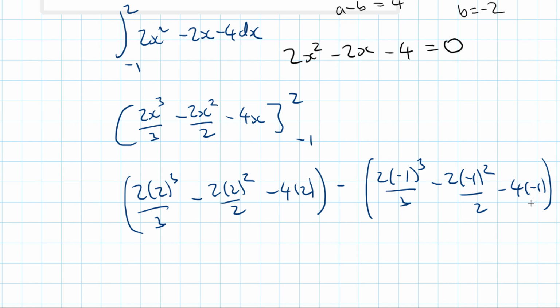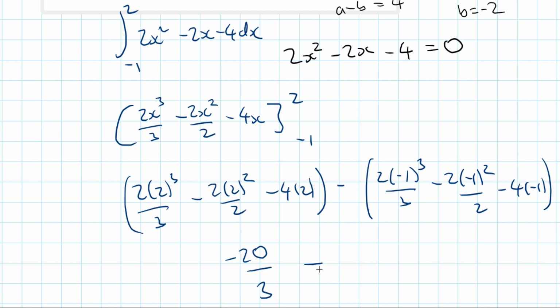Substituting this into our calculator: 2 times 2 all cubed over 3, minus 2 times 2 squared over 2, minus 4 times 2 gives you -20 over 3. Again, you can always check your answer by directly substituting into your integration, but you should show your full workings out when you do this.